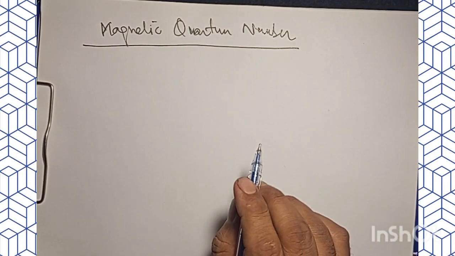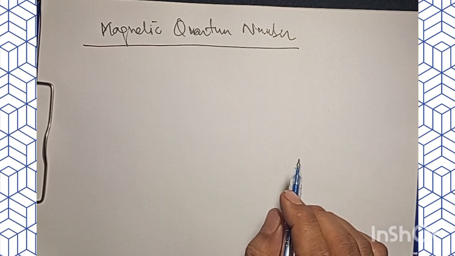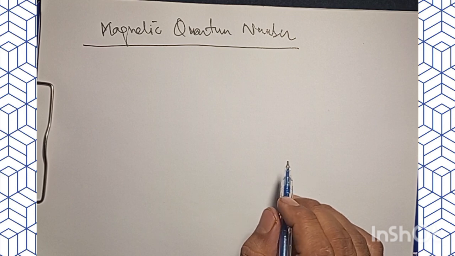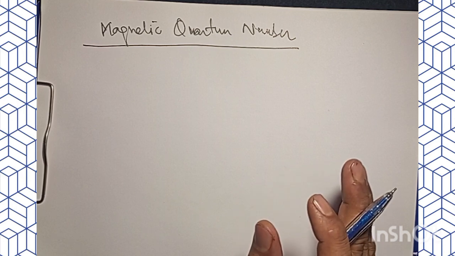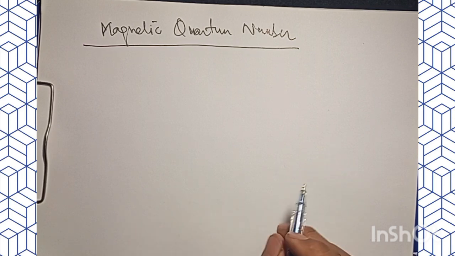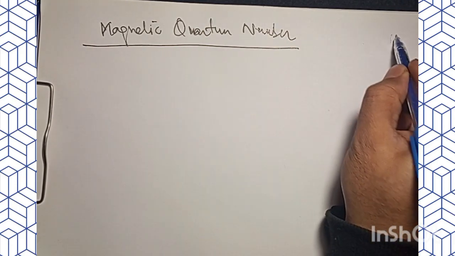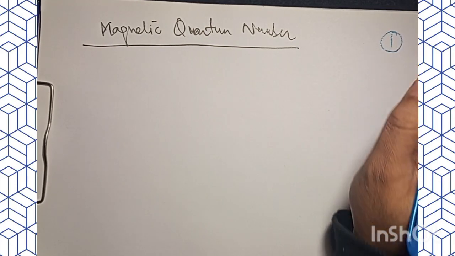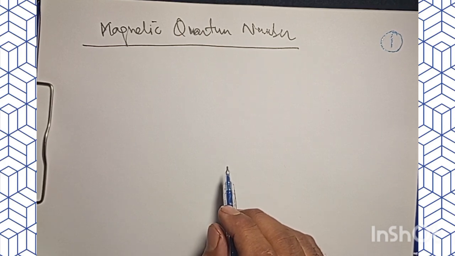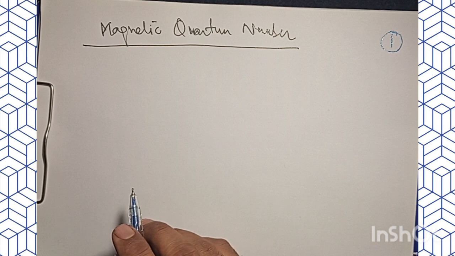Let me start with the magnetic quantum number. We have already discussed the principal quantum number and the orbital quantum number. Now in this video, I'll be talking about the magnetic quantum number, which is basically a result of quantization of angular momentum direction.